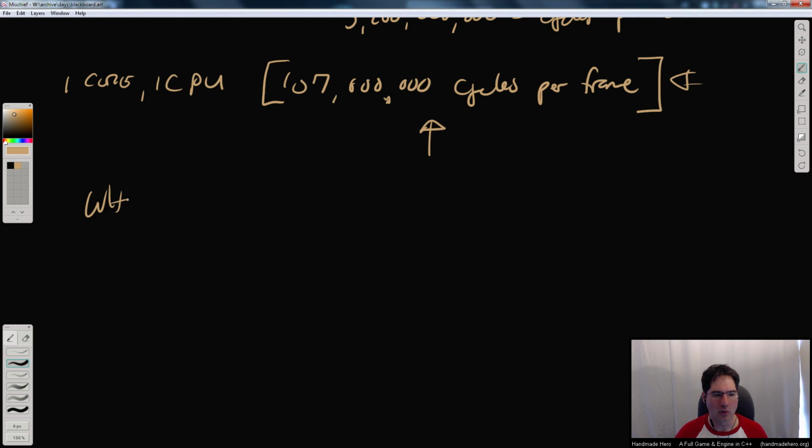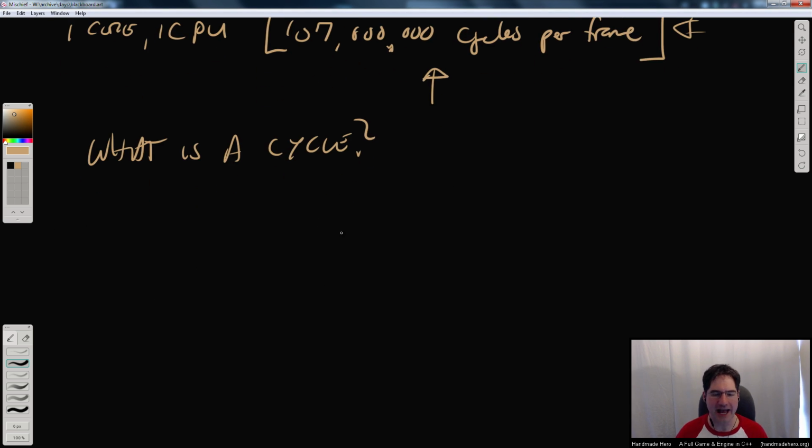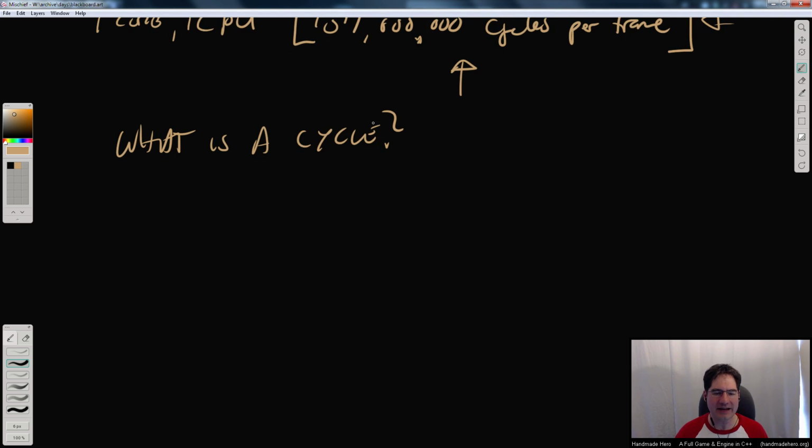The next thing: what is a cycle? What actually is it? Because we know that it's running at this rate, but we don't really know what that actually means. So it helps to have some understanding of what actually happens in the CPU on something called a cycle. And again, this is a very, very high-level overview of what happens in a cycle in a processor. This is not a hardware explanation. It's just a mental model for you to understand roughly what is going on. So please take it with a large grain of salt.